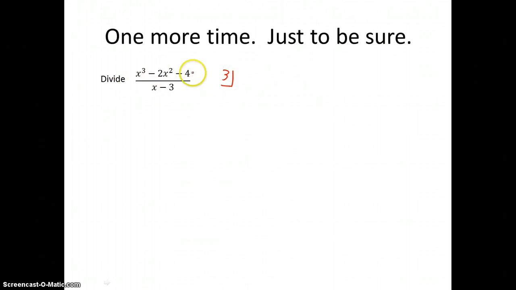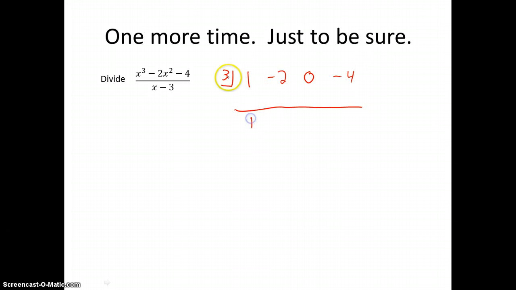Now I'm going to list my coefficients. 1x cubed, negative 2x squared. And now I hope that you guys caught that once again we're missing that x term. So since I don't have an x term there, I need to put a 0 in. If you missed that, it's okay. It takes some practice. And now we have a negative 4. Draw our line in down here.